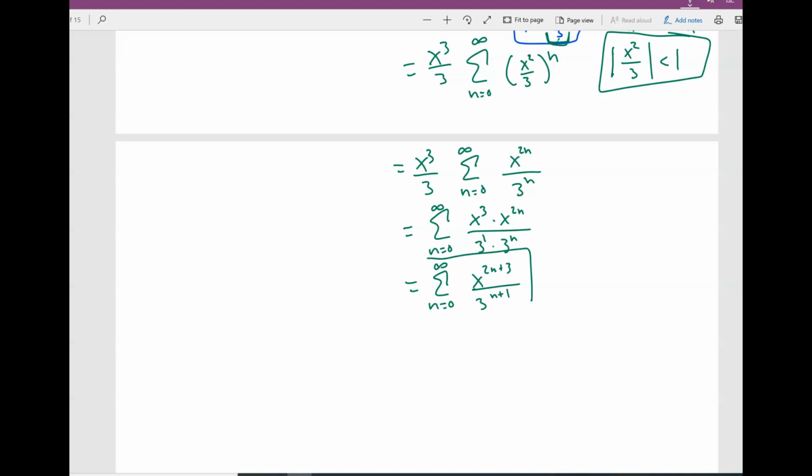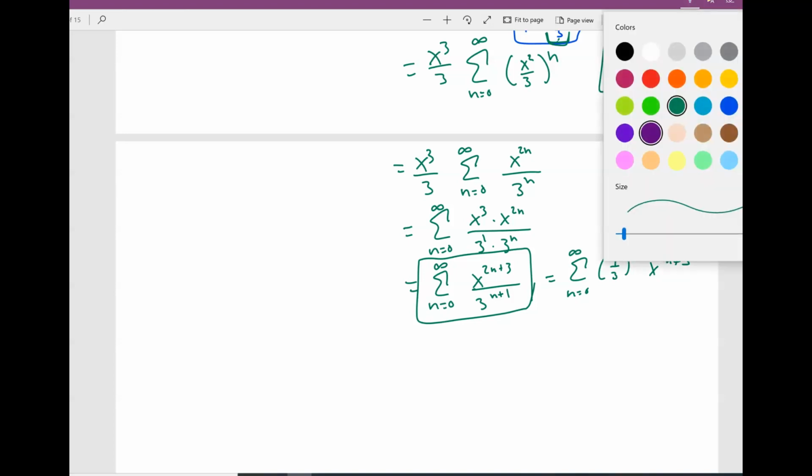Okay, so you can leave it like this. You can also write it as 1 over 3 to the n plus 1, and then x to the 2n plus 3. So you can write it like that. Doesn't really matter. Okay, now let's figure out what the radius of the interval of convergence will be.